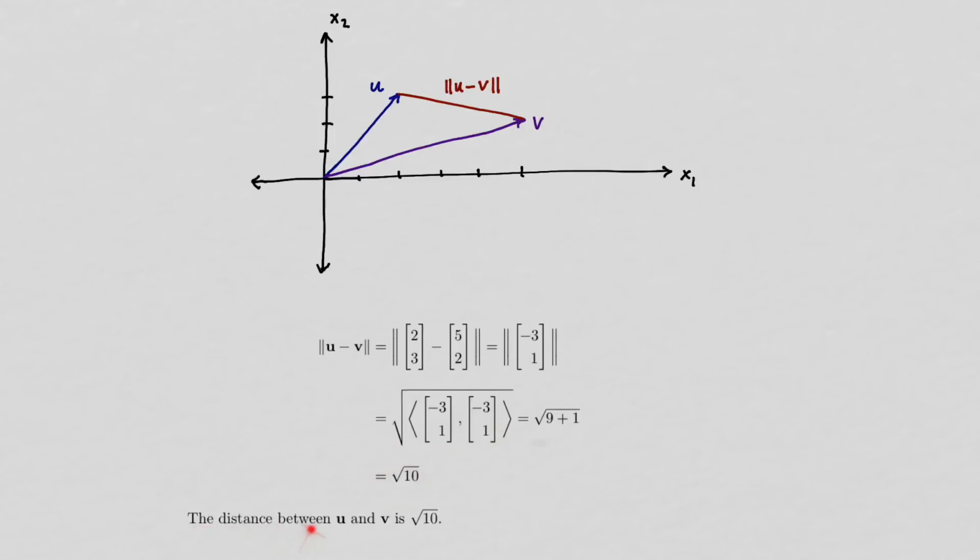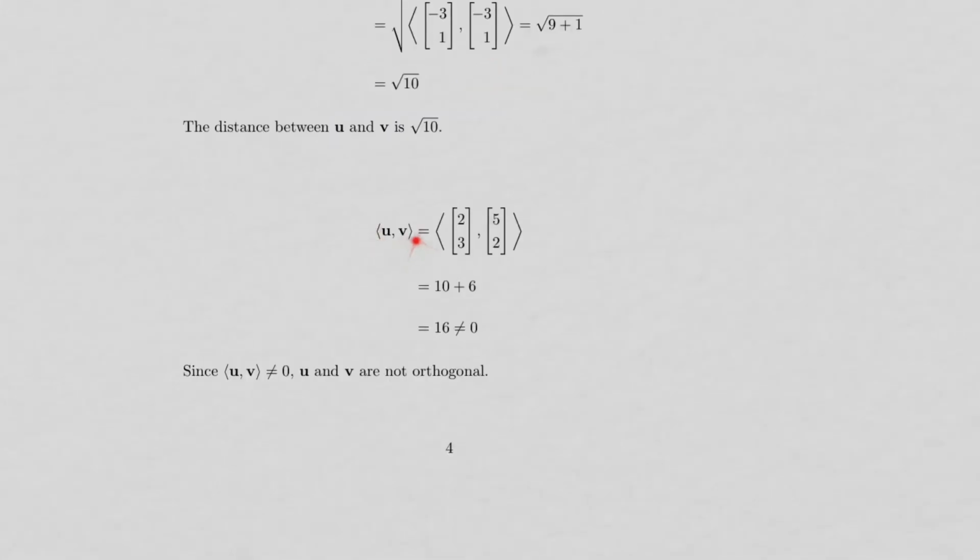So the distance between u and v is the square root of 10. We do the inner product of u and v to decide if they are orthogonal or not. So 2 times 5 plus 3 times 2 gives us 16, which is not 0. So u and v are not orthogonal.